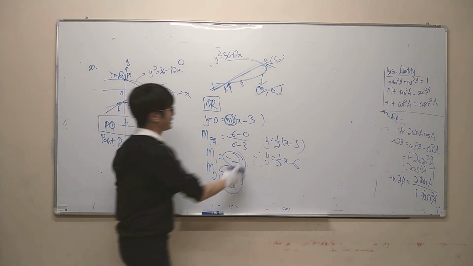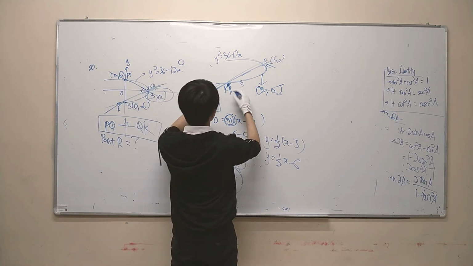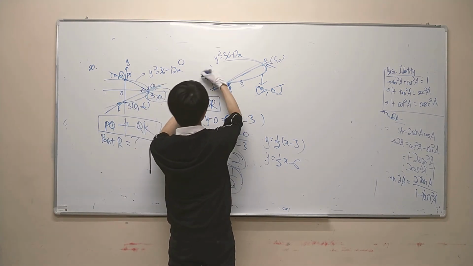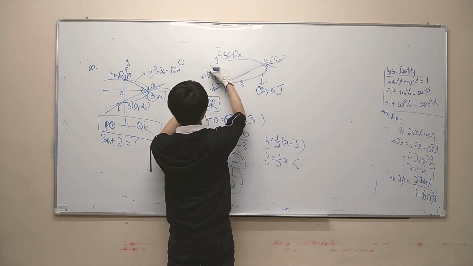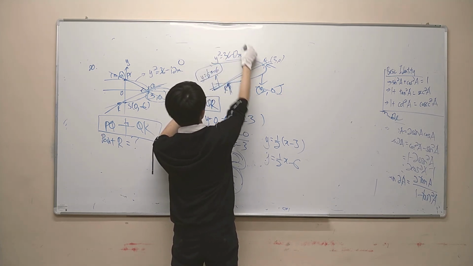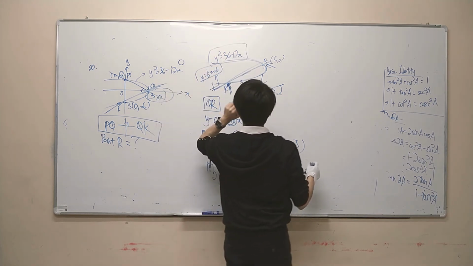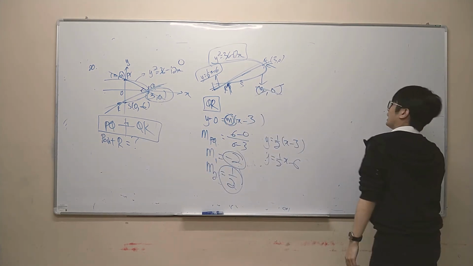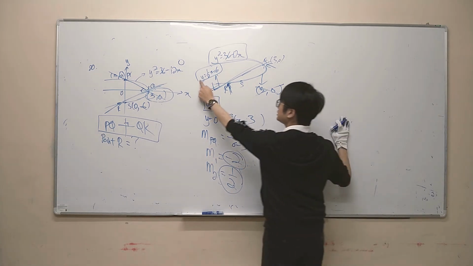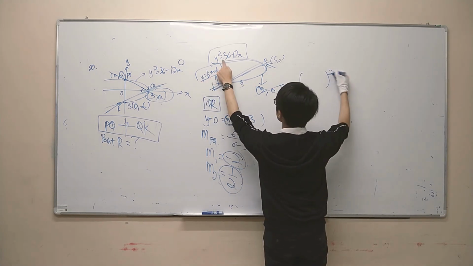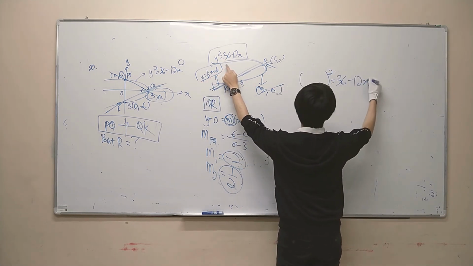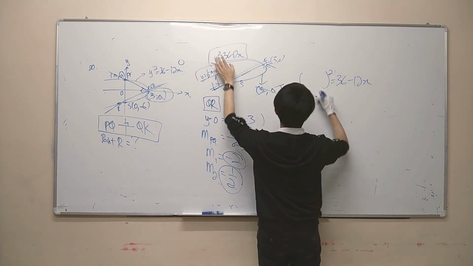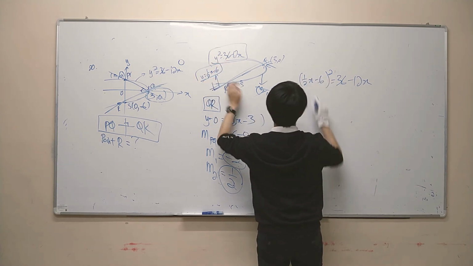Not yet, right? I want to find point R. So now we already know the equation of the straight line is y equals 1 over 2x minus 6. So this and this, you have to do simultaneous equations. How do you do it? You can either use substitution or elimination. I will use substitution, because I already see this one, y squared equals 36 minus 12x, and the y goes straight into here. So 1 over 2x minus 6.